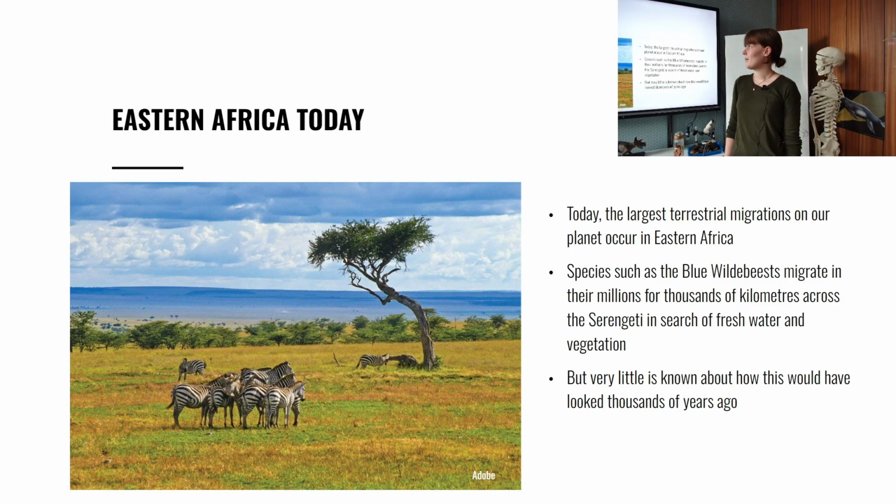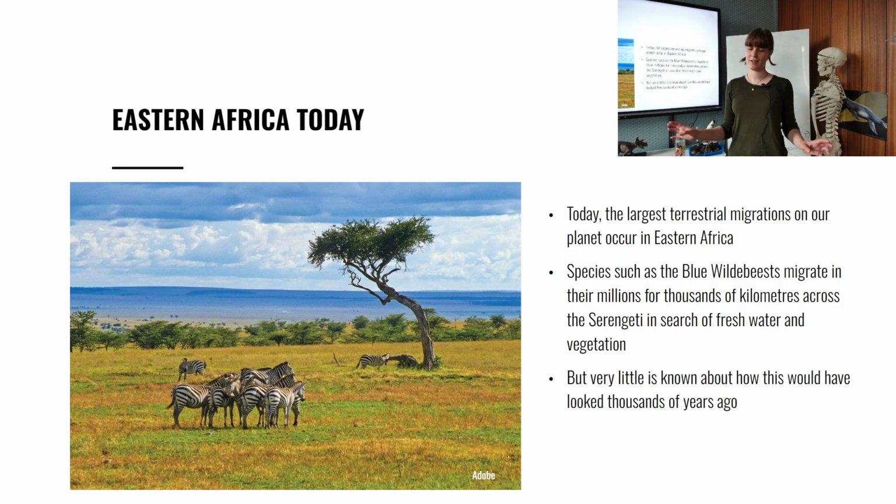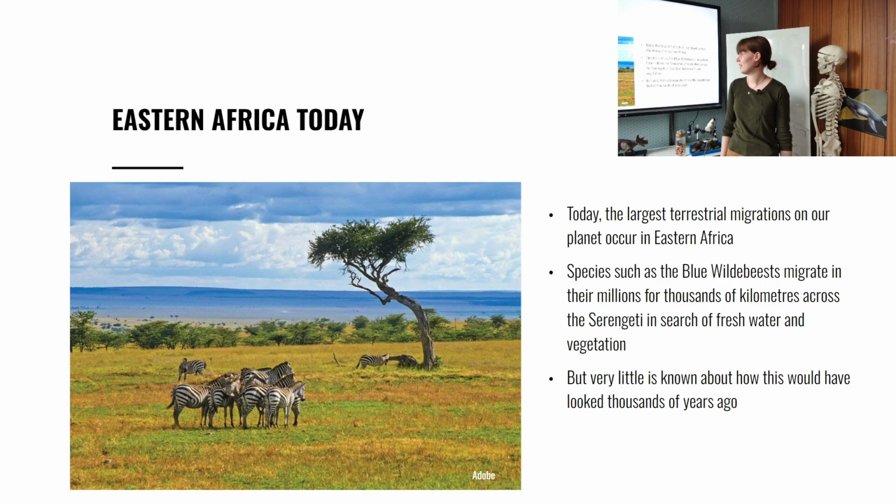So today, as you might have seen in some David Attenborough narrated documentary, there's a lot of big migratory stuff going on in Africa. The blue wildebeest, for example, is phenomenal. They have massive migrations of millions, for thousands of kilometers, to find fresh water and vegetation. But how would this have looked thousands of years ago?